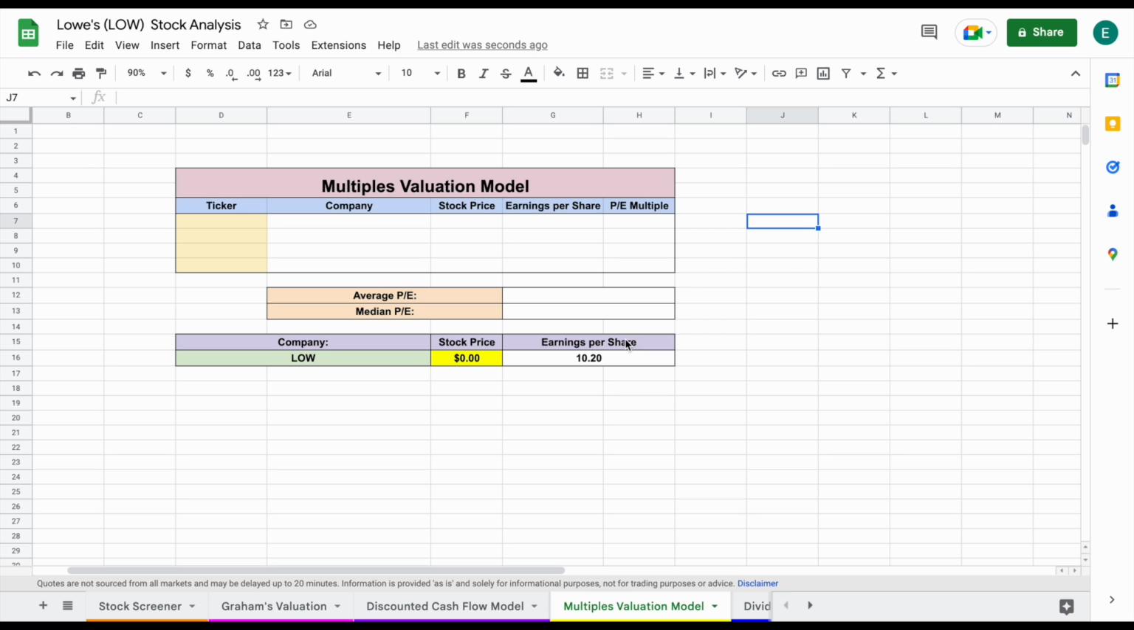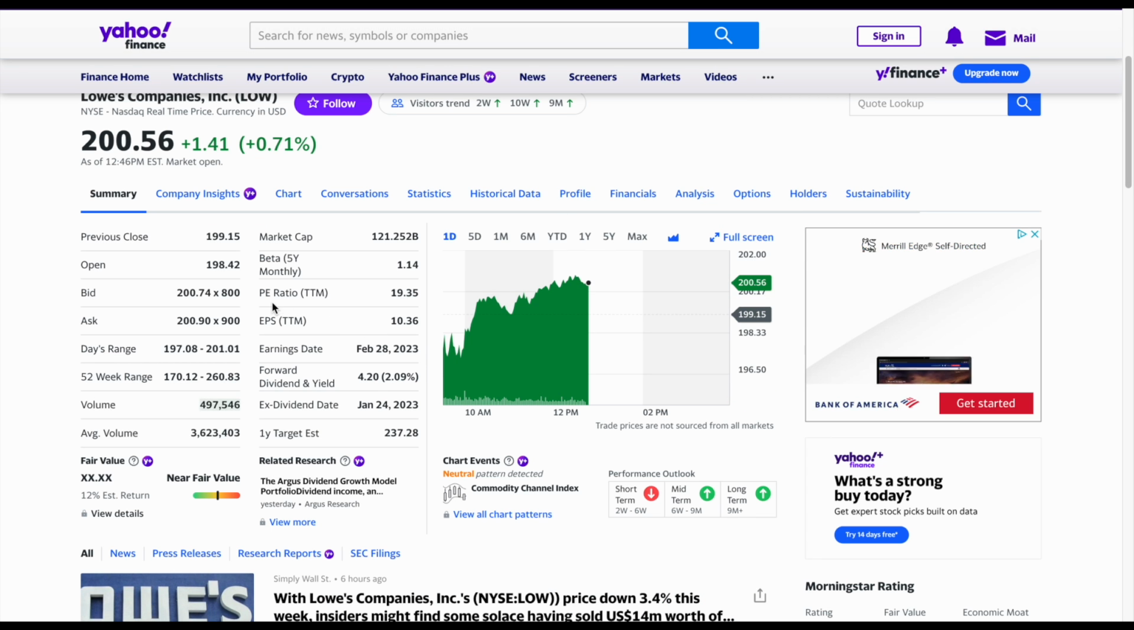This is one of the more simple valuation models, yet it can be very effective. Essentially, what it's going to do is we're going to be taking the company that we're currently trying to value, which is Lowe's, as we can see right here, and we're going to be seeing how its competitors are trading relative to Lowe's using a price to earnings multiple. So if you'll remember, if we jump back over to Yahoo Finance, earlier we talked about the PE ratio and the earnings per share. Both of those are going to be very important in this valuation model.